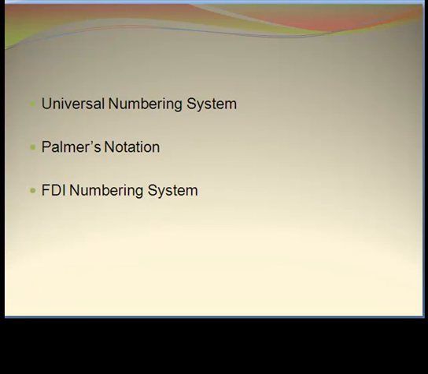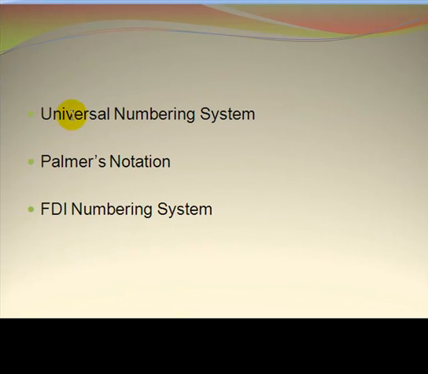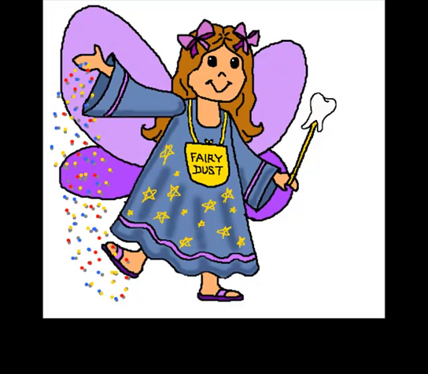Dentists use several different dental notation systems for associating information to a specific tooth. There are three most commonly used systems: the Universal Numbering System, the Palmer's Notation, and the FDI Numbering System. At the end of this presentation, using the treatment plan provided, you will be able to identify 5 permanent dentitions using the FDI Dental Notation System.